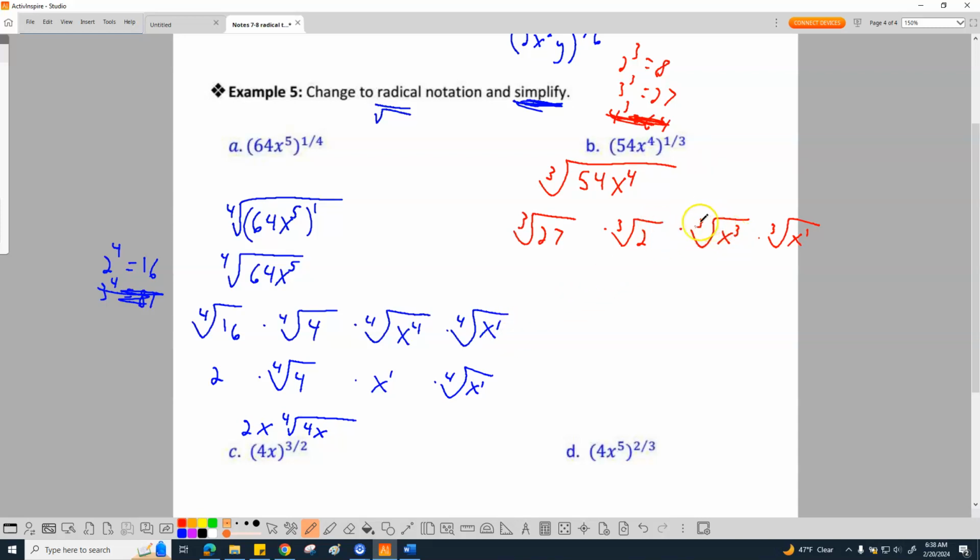Why? Check it out. I have x to the 4th here, and I want to break it apart in chunks of 3. There's only one 3 inside of 4. And so when I break it apart into x cubed, how many do I have left over? 1. So now let's go evaluate these one at a time.